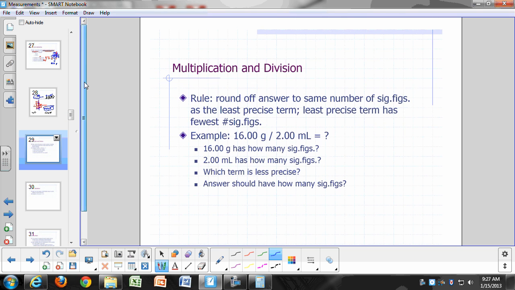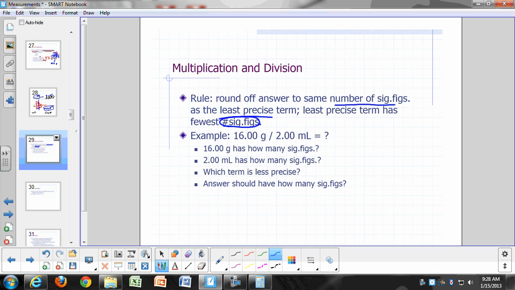What if you're doing multiplication and division? The rule for this is you round off the answer to the same number of sig figs as the least precise term. Okay, and the least precise term for purposes of multiplication and division is the one that has the fewest number of significant figures. Now the justification for this is in calculus, so we can't go into that at this level. We're just going to have to accept this rule.